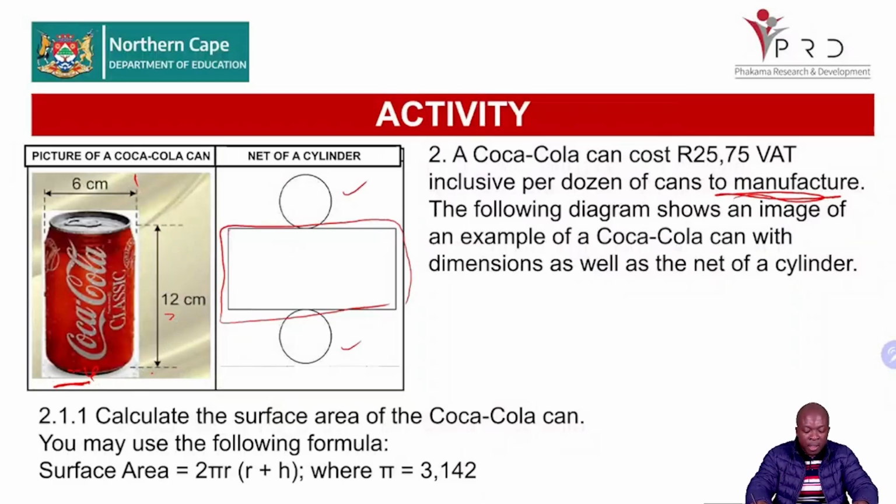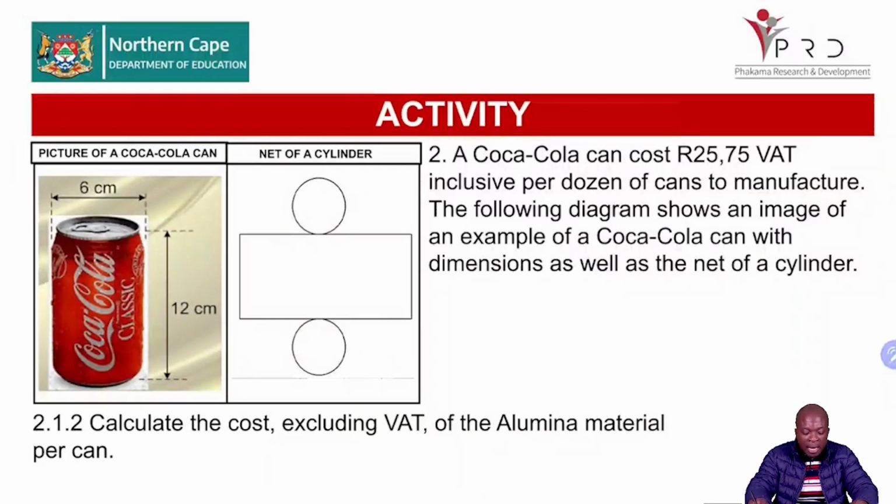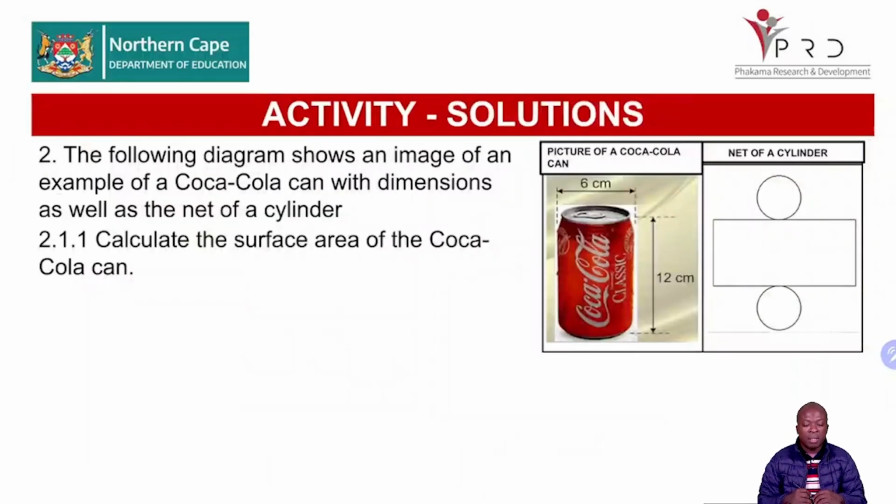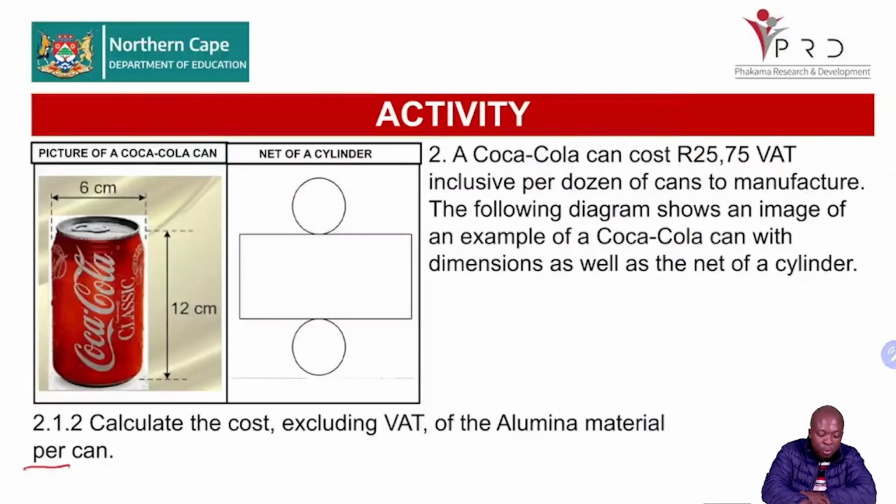Welcome back, my learners. So now we want to find the answers. Question 1.2, keep your answer there. We want to do 1.2 and then we'll add everything. 2.1.2, calculate the cost excluding VAT of the aluminum material per can. That material that was used, how much is it? So now let us start. You go back, do 2.1.2 also.